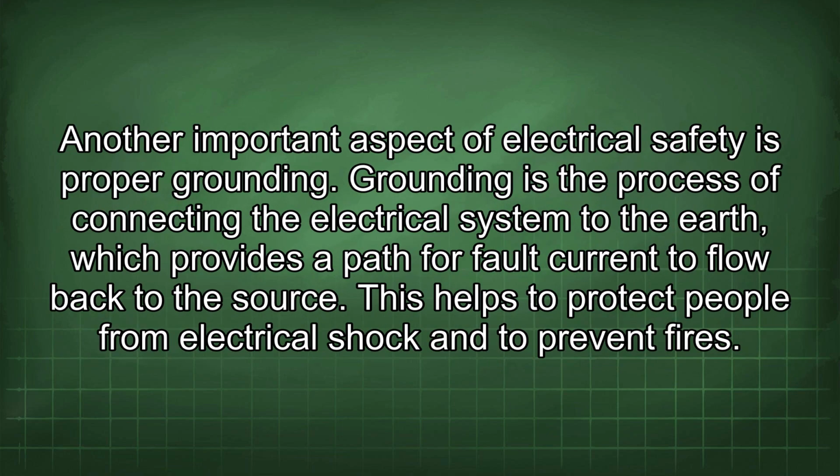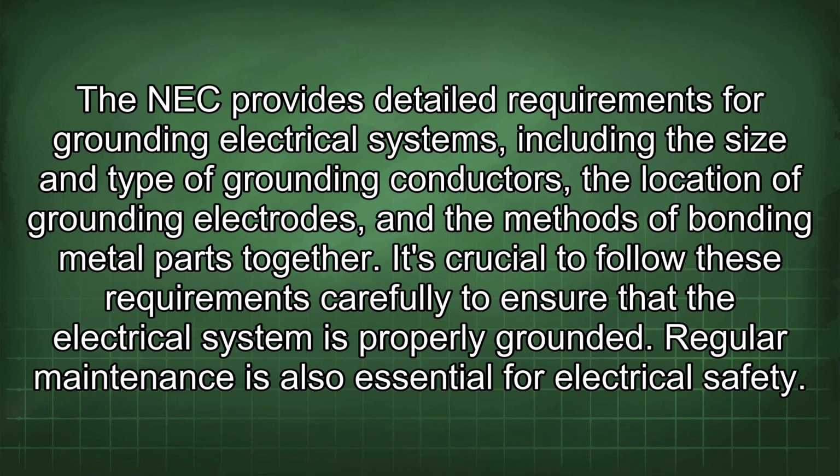Another important aspect of electrical safety is proper grounding. Grounding is the process of connecting the electrical system to the earth, which provides a path for fault current to flow back to the source. This helps to protect people from electrical shock and to prevent fires. The NEC provides detailed requirements for grounding electrical systems, including the size and type of grounding conductors, the location of grounding electrodes, and the methods of bonding metal parts together. It's crucial to follow these requirements carefully to ensure that the electrical system is properly grounded.